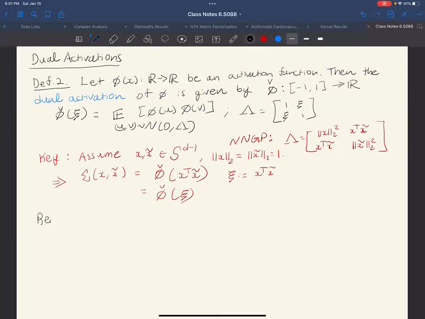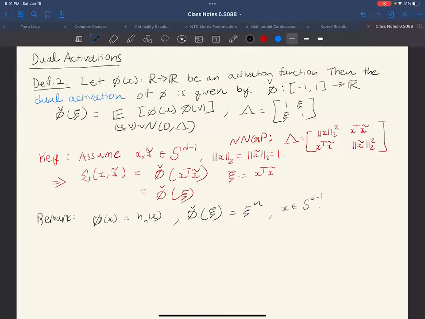So this is just a remark. If phi of x is the nth Hermite polynomial, phi check of psi is just psi power n. And so this is a very nice transform. And of course, this is only if the data is all normalized. Everything is good. Okay.